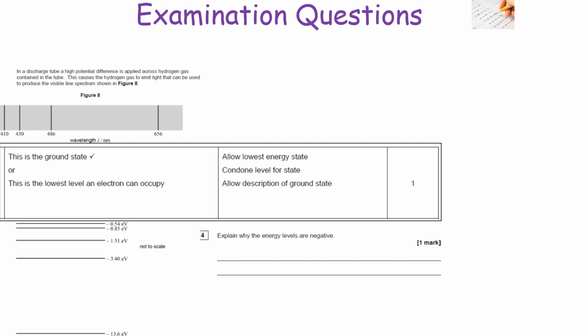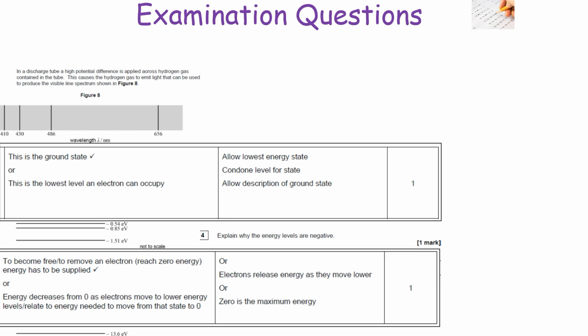Now, why are energy levels negative? Well, it's important that to become free or to be set away from the atom, the electron is given an energy of 0, because it's no longer bound to the atom. So if we've got to put energy in to get to 0, it must be starting as a negative number, which indicates why all electron energy levels are given as negative values.